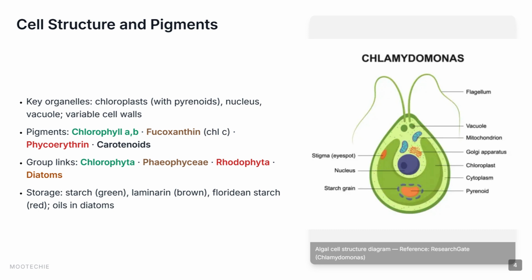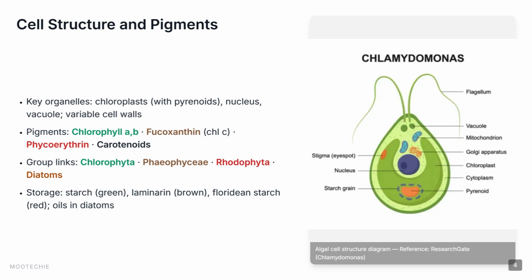Storage products also vary by group. Green algae store starch, brown algae store laminarin, red algae store Floridian starch, and diatoms often store oils. The diagram on this slide, reference from ResearchGate, shows the structure of Chlamydomonas, a common green alga.